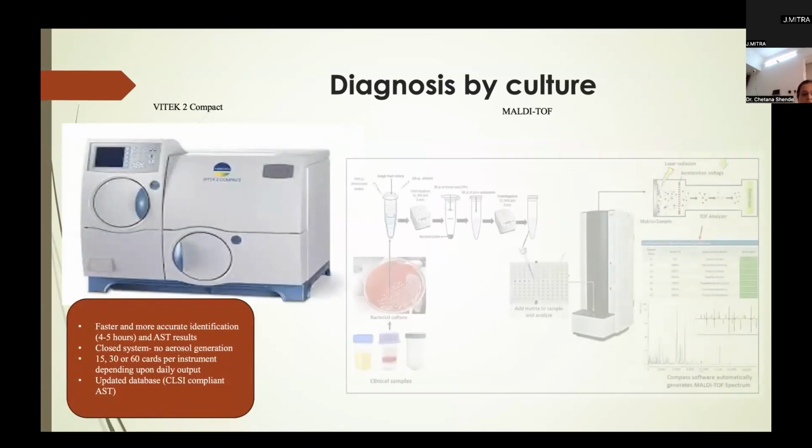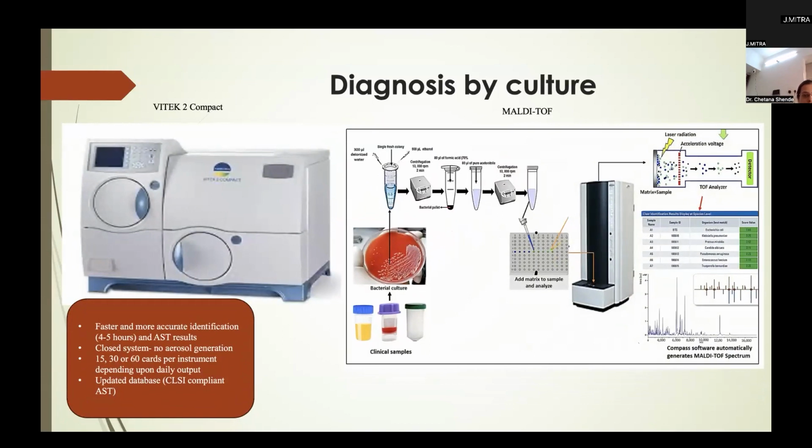So these are the automations in the culture. With the help of Vitek, we can identify the organisms faster, more accurately, and also we can give the AST results. This is a closed system, so there is no chance of contamination. Depending upon the load of the laboratory, 15, 30 or 60 cards per instrument can be accommodated in this Vitek 2 Compact, and Vitek 2 has an updated database which is compliant with the Clinical and Laboratory Standards Institute guidelines.